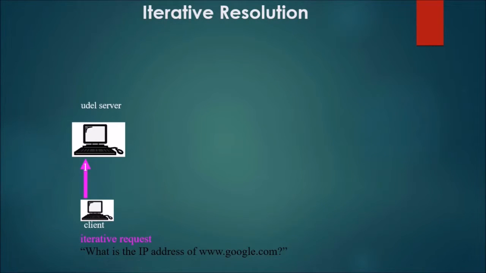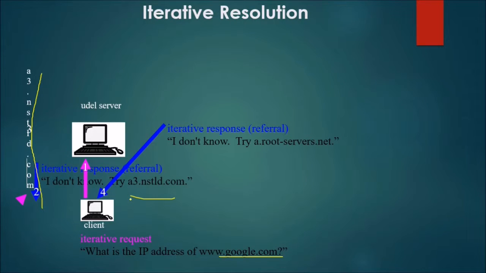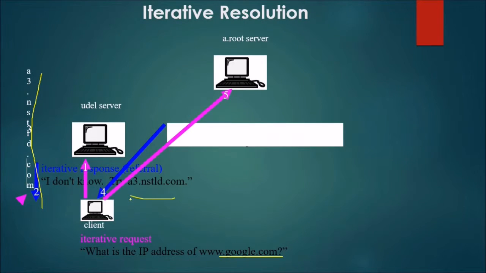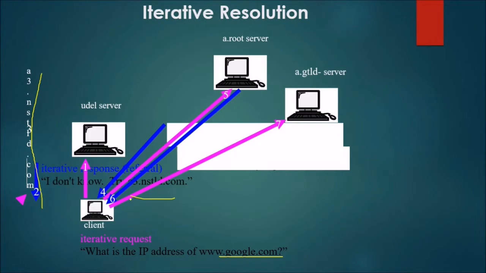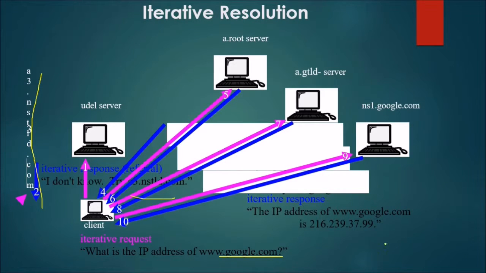This is iterative resolution: what is the IP address of, say, some website? The client sends this to a server, which gives an iterative response: I don't know, try this one. Then it goes somewhere else, again an iterative response: I don't know, try this. A root server says, I don't know, try at this. Finally it goes to another server, which again sends you to some other server, ns1.google.com, and now the IP address of google.com is this.